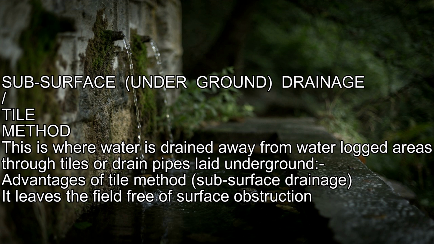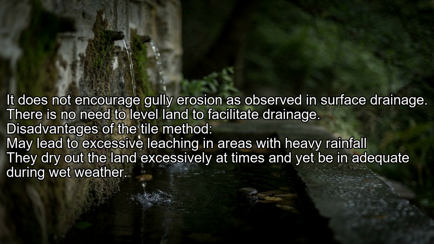Subsurface underground drainage, the tile method. This is where water is drained away from waterlogged areas through tiles or drain pipes laid underground. Advantages of the tile method of subsurface drainage. It leaves the field free of surface obstruction. It does not encourage gully erosion as observed in surface drainage. There is no need to level land to facilitate drainage.